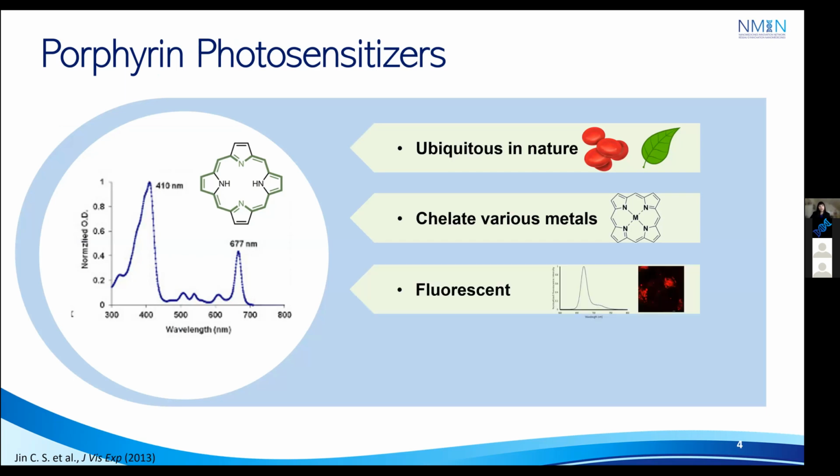And porphyrins are also intrinsically fluorescent, and they exhibit a strong fluorescence from around 650 to 750 nanometers, which falls into the wavelength range that can allow for deeper tissue penetration. And porphyrins can also generate ROS upon laser irradiation, which is an important determinant of PDT efficacy.